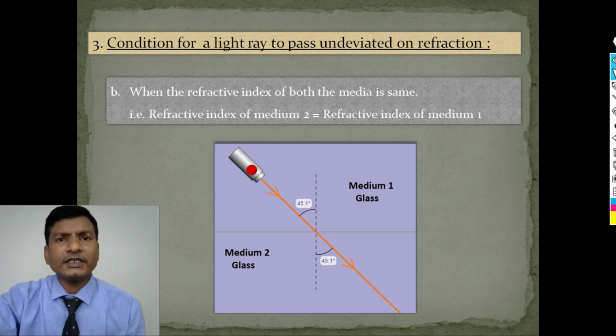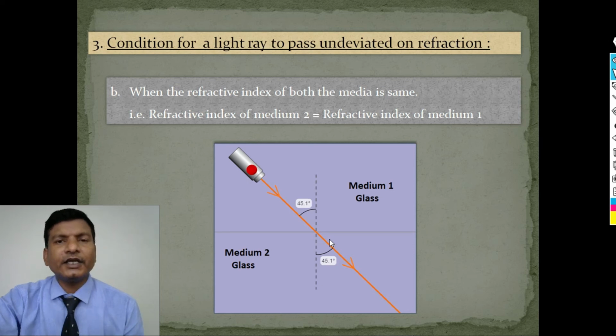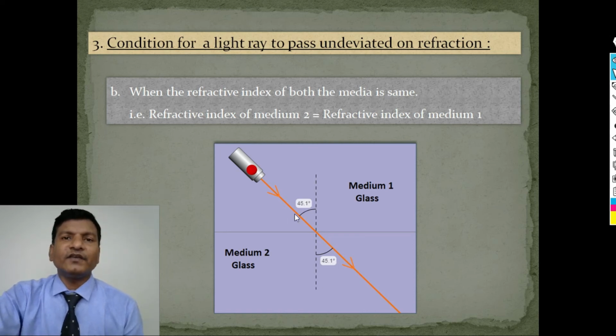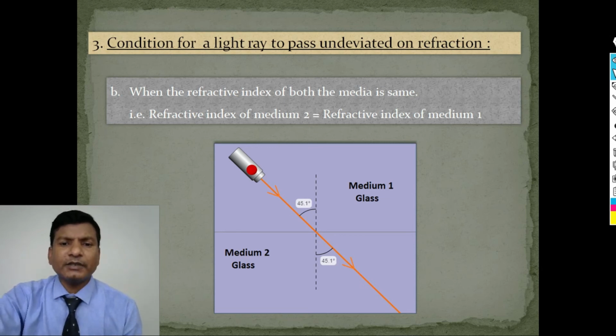How can you understand that? See, the angle of incidence here is how much? Angle of incidence is 45.1 degree. Here the angle of refraction is 45.1 degree. So there is no deviation of the path of the light ray. So as a whole there is no deviation. Why is there no deviation? Because the refractive index of both these media is the same. It is coming from glass to another glass and the refractive index of the glass remains the same.